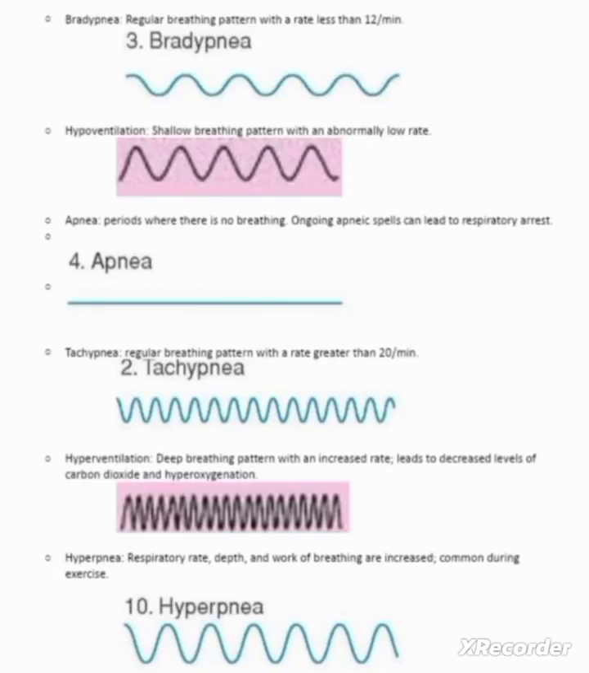Abnormal respirations. First one, bradypnea. Bradypnea means a regular rhythm pattern with a rate less than 12 per minute. That is known as bradypnea. This is the wave pattern of bradypnea. Here, the breathing pattern is regular, but the rate will be decreased to less than 12 breaths per minute.